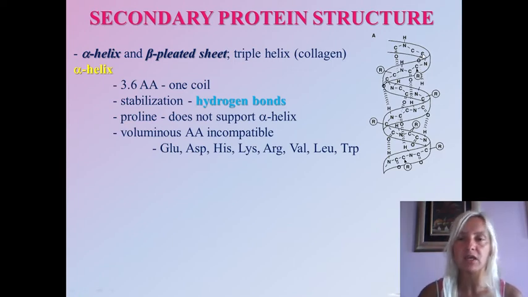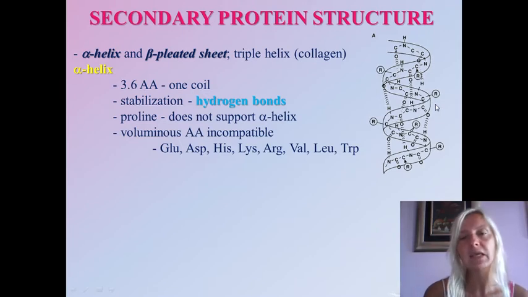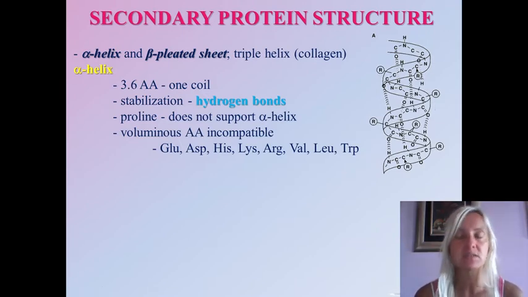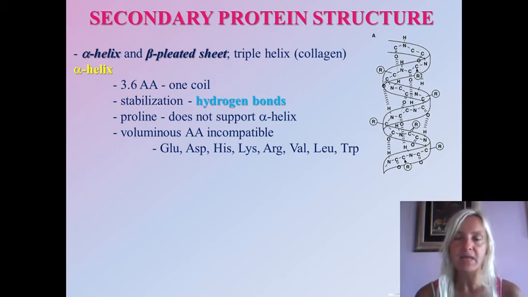So you have it here. So polypeptide chain tends to form a helix, and approximately 3.6 amino acids are found in one coil of the helix. Stabilization of the structure is achieved by the formation of hydrogen bonds.